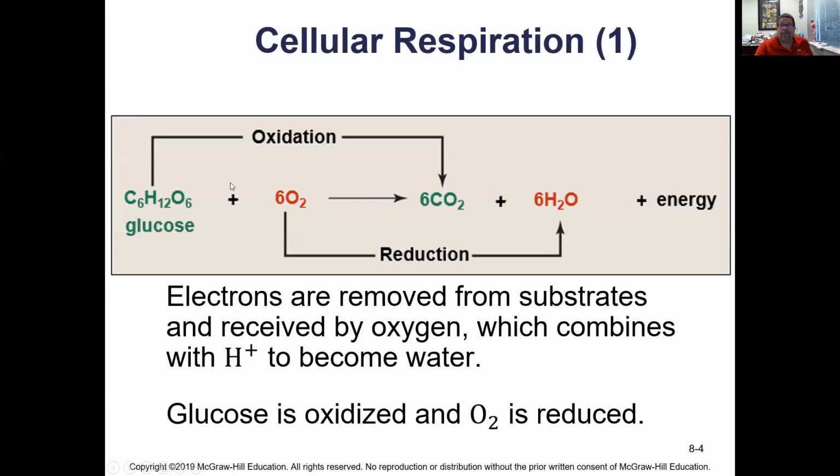So remember the first law of thermodynamics: you cannot create or destroy anything, you can just rearrange things, and that's what we're doing. In doing that, we're going to make 6 CO2, 6 waters, and potentially 36 to 38 ATPs. So electrons are moved from the substrates and received by oxygen; the substrate is oxidized and oxygen is reduced. Okay, I think we beat that horse into the ground now.